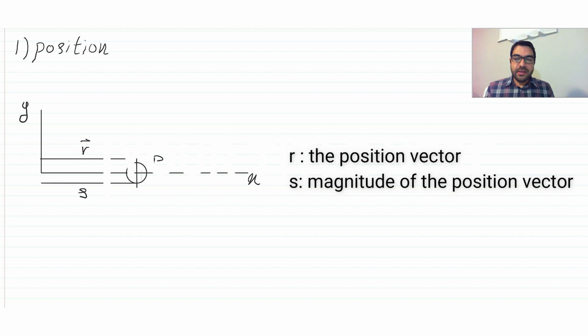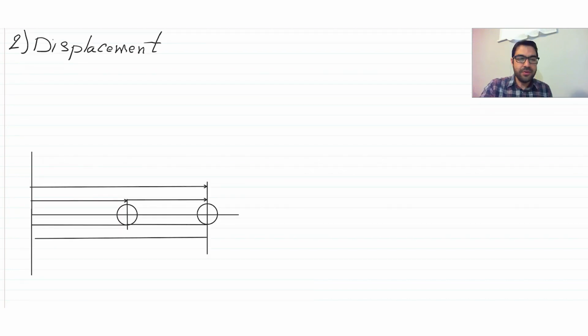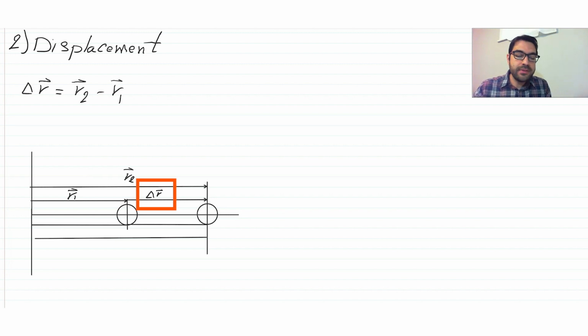So what is the second term that we're going to discuss? The second term is displacement. What is displacement? The name is already telling us what it actually is. So let's assume that we had the particle at location R1, then it moved to location R2, as you can see here. So the displacement would be delta R, as I'm writing down here, and as I said before, delta R would be the displacement, which is R2 minus R1.